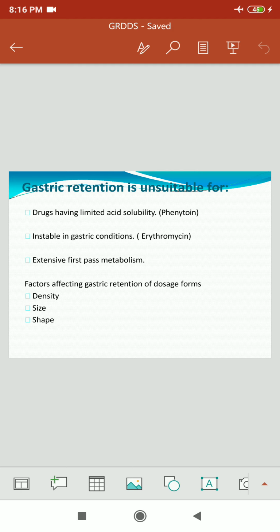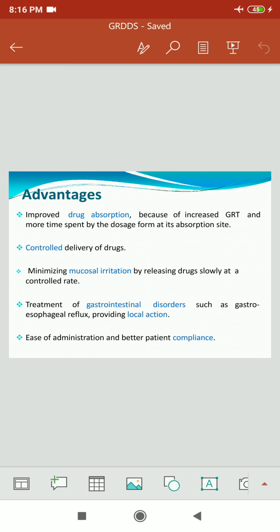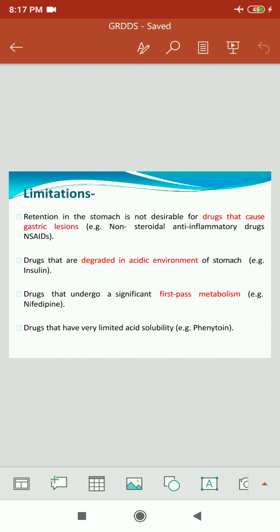Now size and shape. Advantages: improved drug absorption from the GI tract, controlled drug delivery, minimized mucosal irritation, treatment of gastrointestinal disease, and better patient compliance. Limitations: drugs that cause gastric lesions are not used, drugs that degrade in acidic environment are not used, drugs with first pass metabolism are not used, and limited acid soluble drugs are not used.